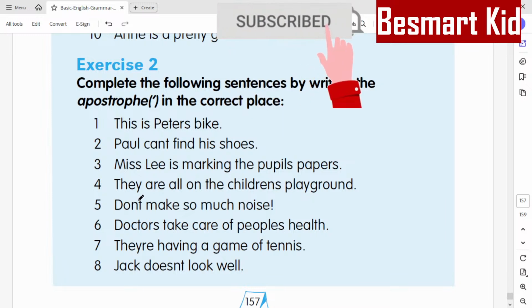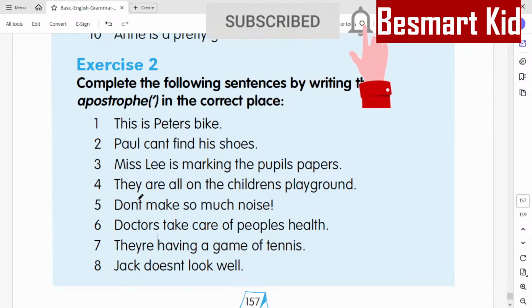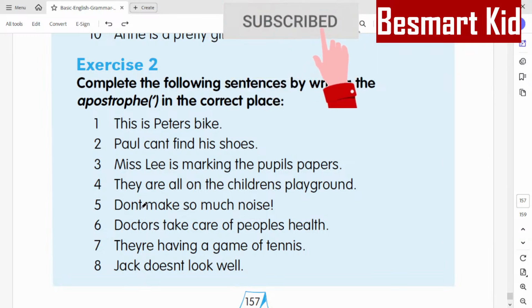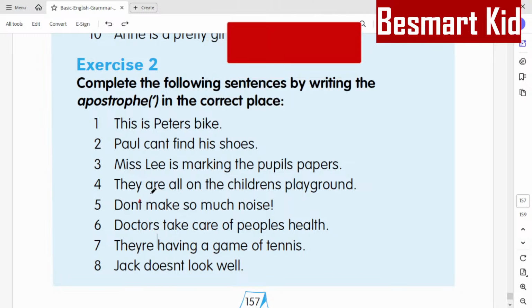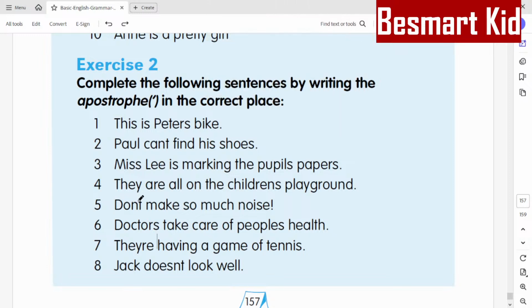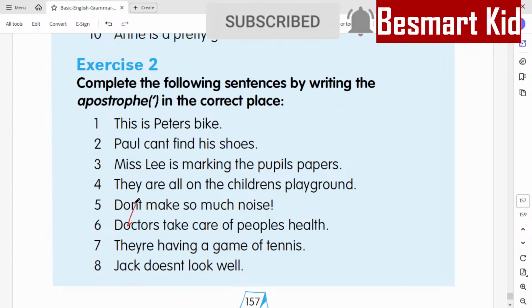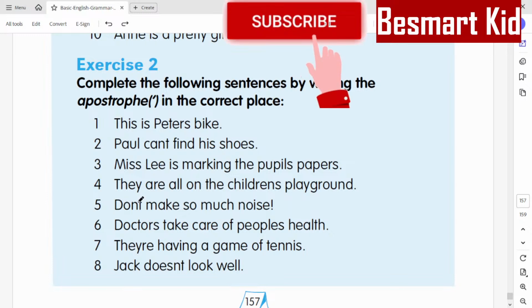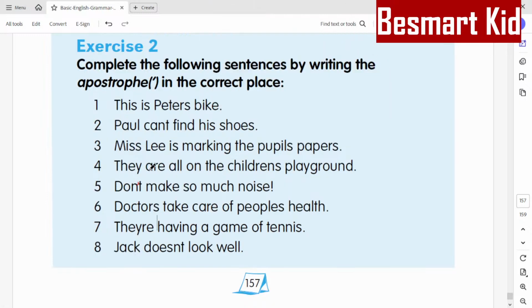Here's the don't. We put the apostrophe between N and T. There, we already put our apostrophe.